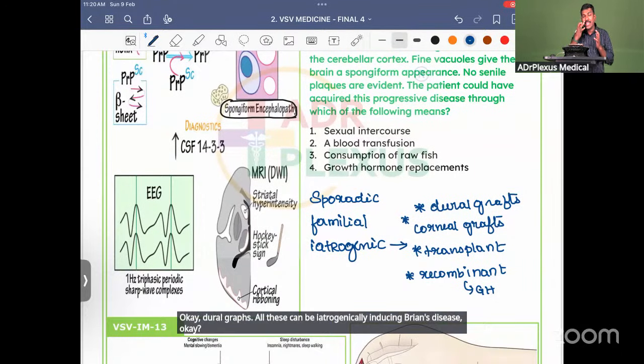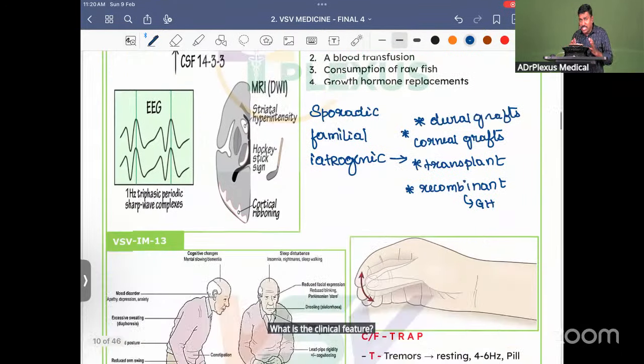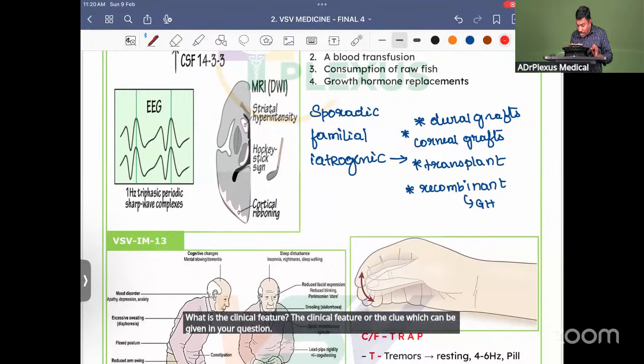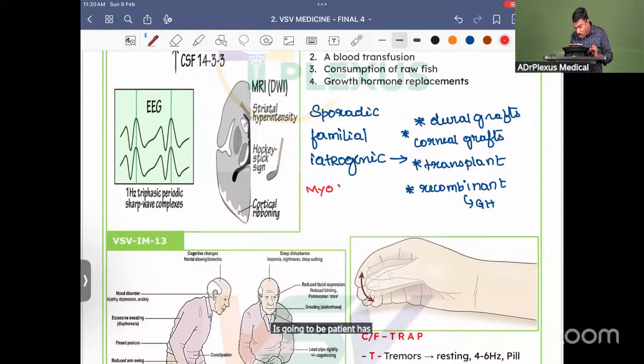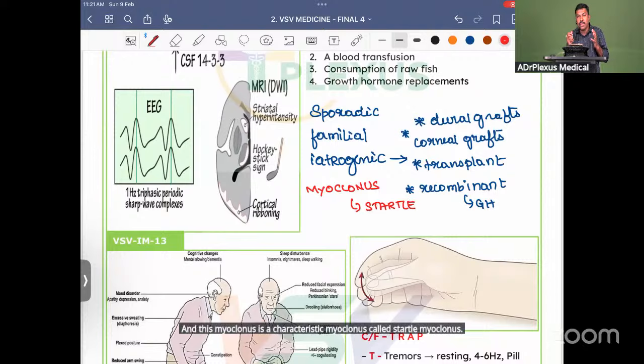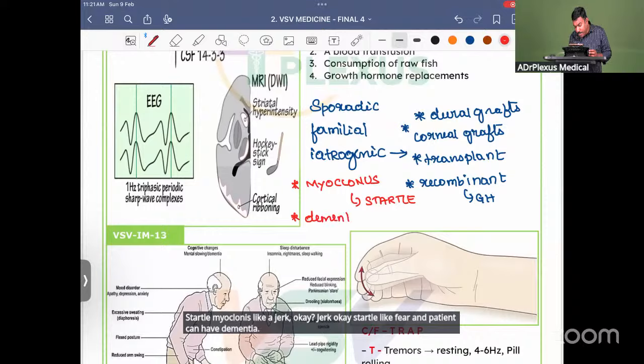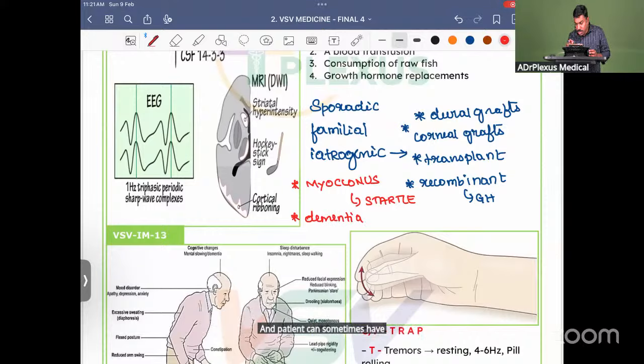What is the clinical feature? The clue which can be given in your question is that the patient has myoclonus, and this myoclonus is a characteristic myoclonus called startle myoclonus, like a jerk, startle, like fear. And the patient can have dementia, and the patient can sometimes have psychosis features.